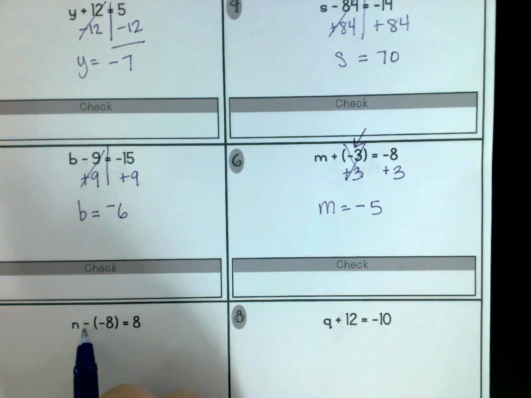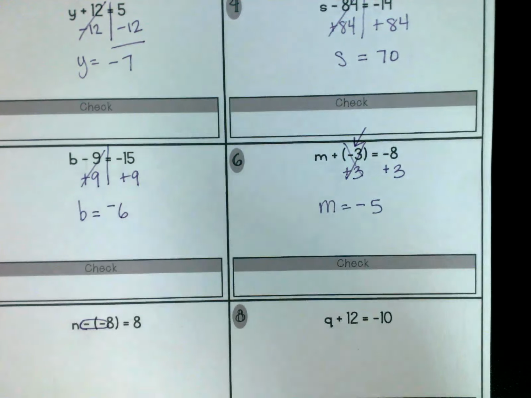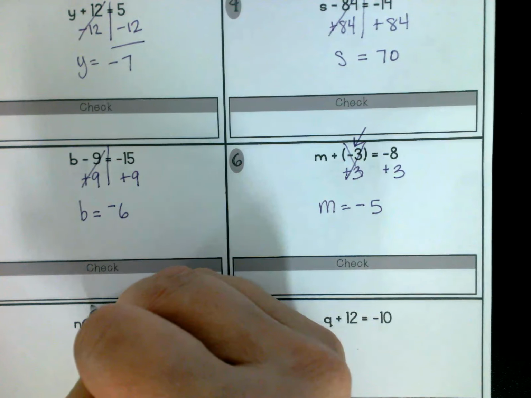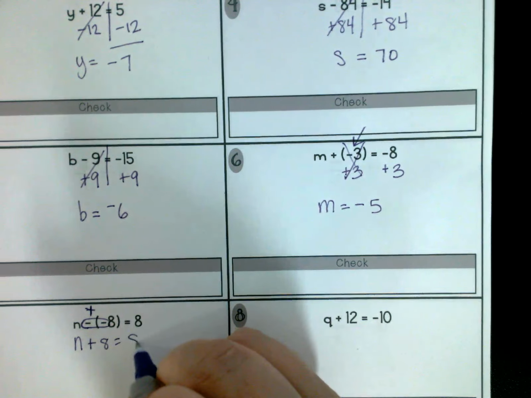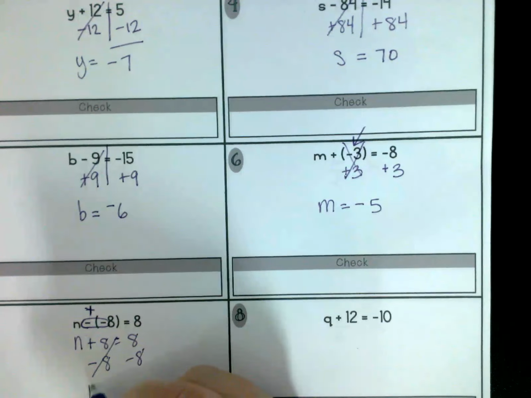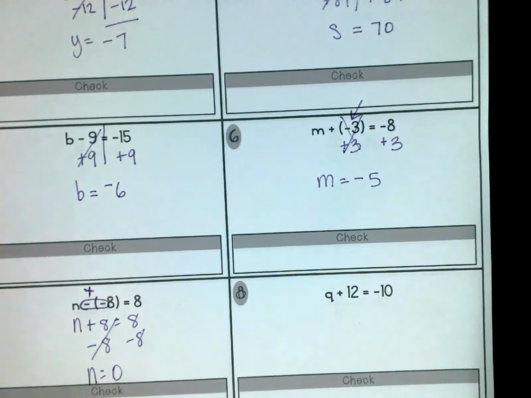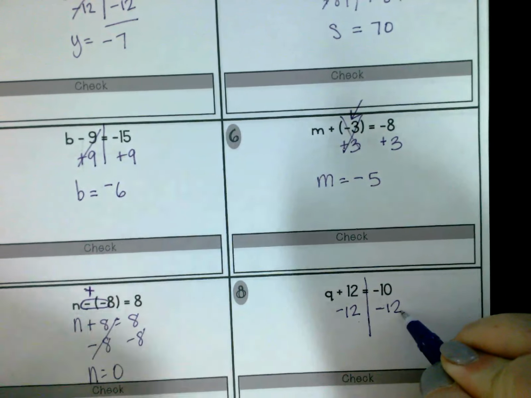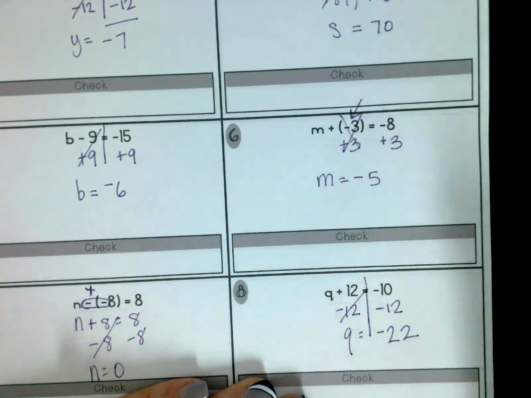Now I have 2 negatives in a row, and if you think about the rules for multiplying and dividing, a negative and a negative combined make a positive. So that is really n plus 8 equals 8. So I would have to subtract 8 from both sides, and n would equal 0. The last one is very straightforward, so I would subtract 12 from both sides, and q equals -22.